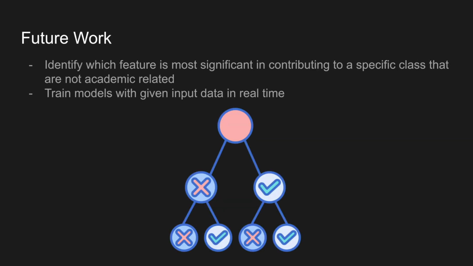And then finally, when we look at what the future holds for our work, I think there were 2 primary things that we considered doing, if we had more time. The first would be identifying which feature is most significant in contributing to a specific class that is not academic related, right? As we mentioned earlier with related work, a lot of the research focuses on academic factors, things such as GPA, the courses they're taking, how many credits they've accumulated. We're also interested in looking at other factors.